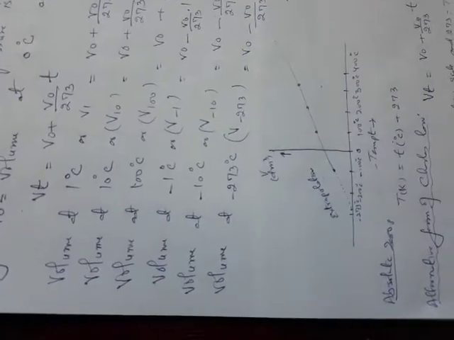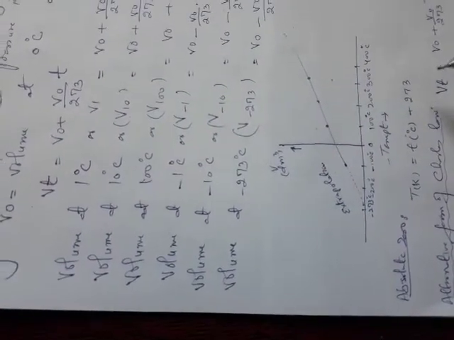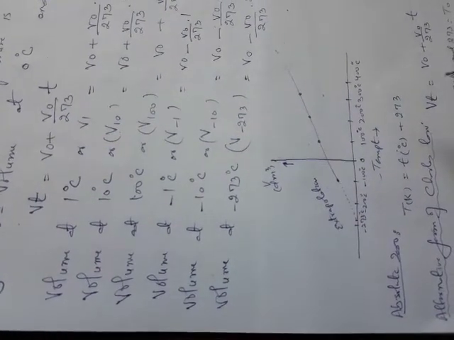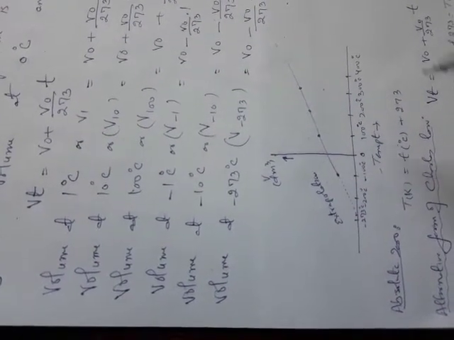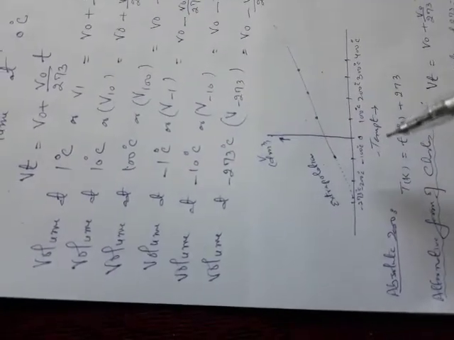Now similarly, the boiling point of water is 100 degrees centigrade on the centigrade scale, whereas on the Kelvin scale it is 373 Kelvin. However, it is not possible for any gas to achieve the temperature of minus 273, or absolute zero, under any condition, because the volume becomes zero.